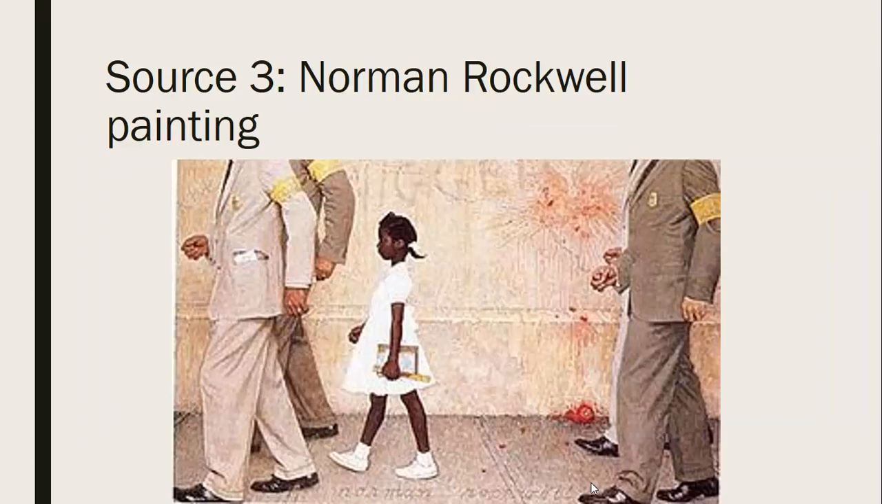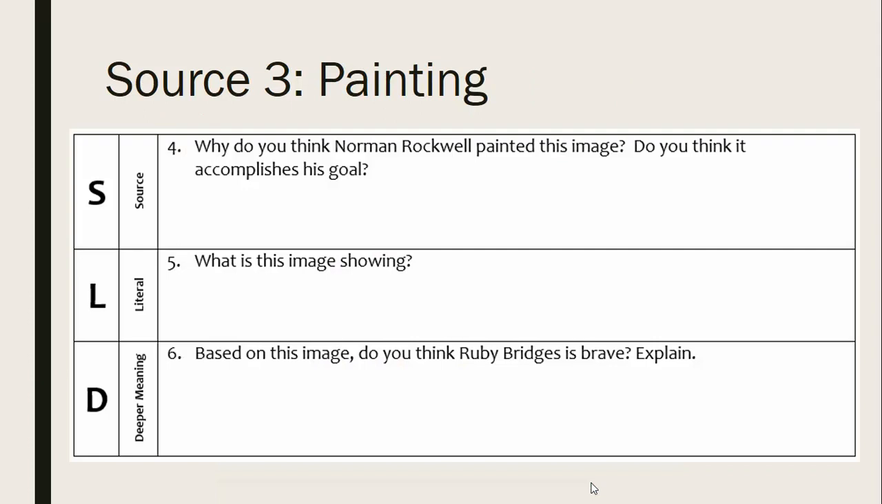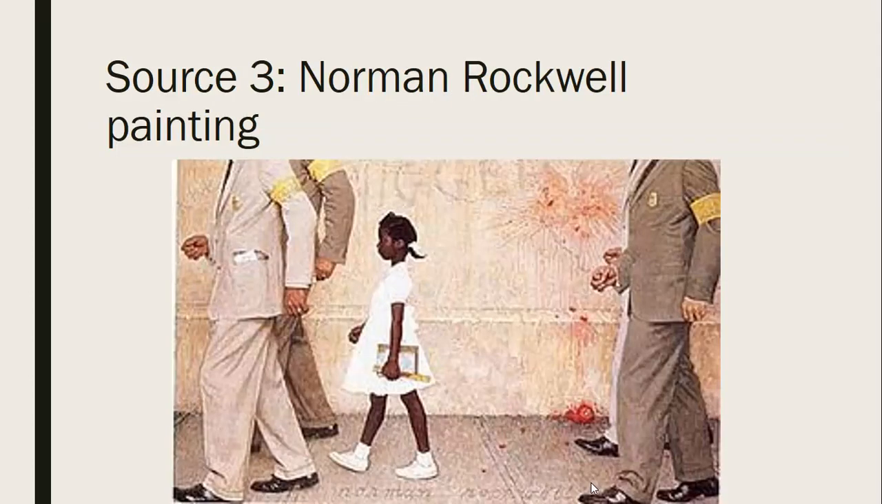All right, source number 3 has that Norman Rockwell painting that they talked about in the interview. So your questions are, why do you think that Norman Rockwell painted this image, and do you think it accomplishes its goals? What is this image showing? And based on this image, do you think that Ruby Bridges is brave? Answer your questions on your paper.